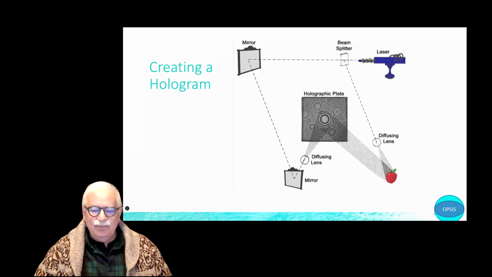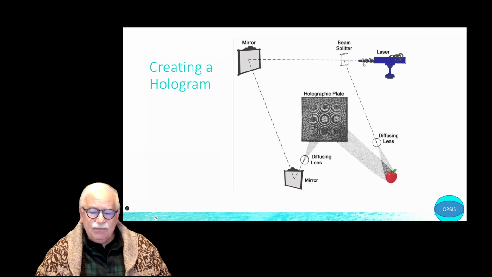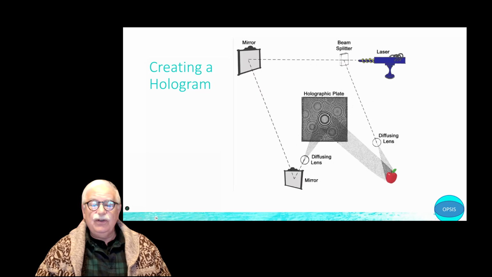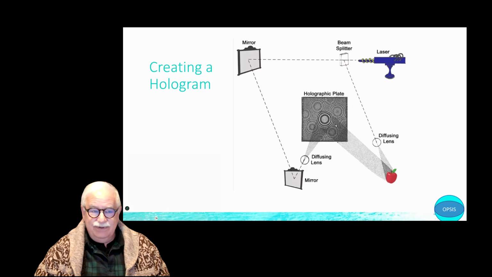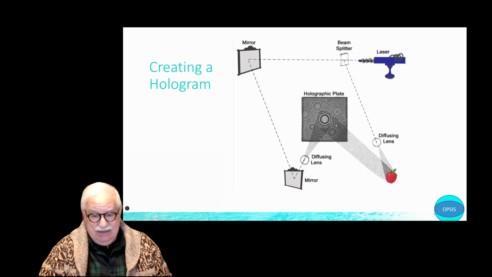This was from his book, two different diagrams of how you make a hologram. The basic idea: there's laser light, it gets split by a splitter, and it bounces off an object. In this instance, it's an apple, but it's bounced from a mirror, bounced from a mirror. Both go through diffusing lenses and they interfere with each other and are recorded. And I was like, okay.